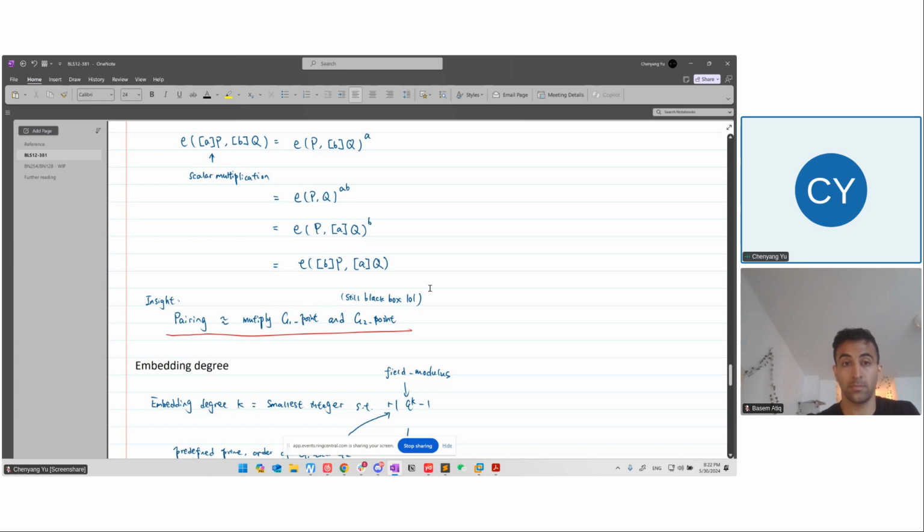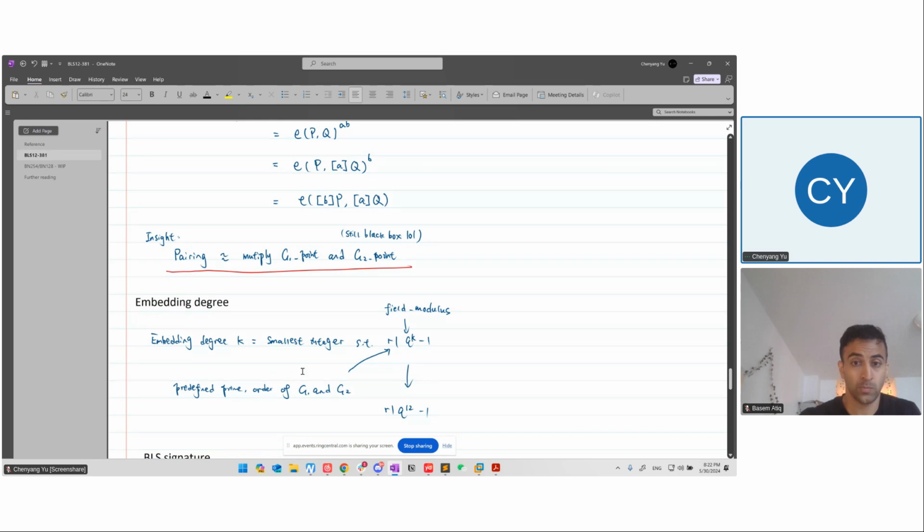So pairing basically acts as the multiplication of a G1 point and a G2 point, but you cannot say that rigorously. This is just an easier way to understand it. In math this is of course wrong, because they are not even in the same dimension, so you cannot, quote unquote, multiply that.